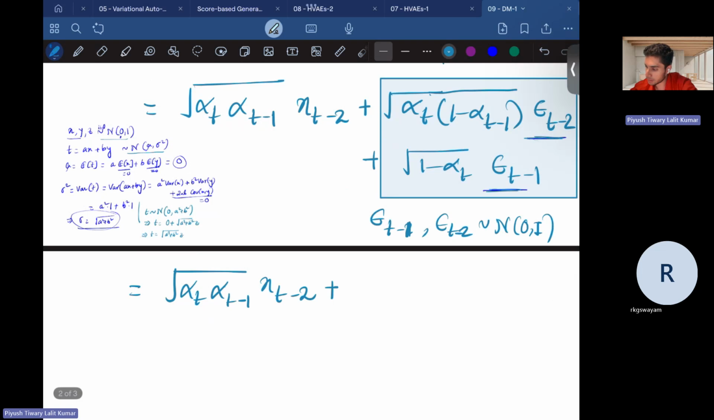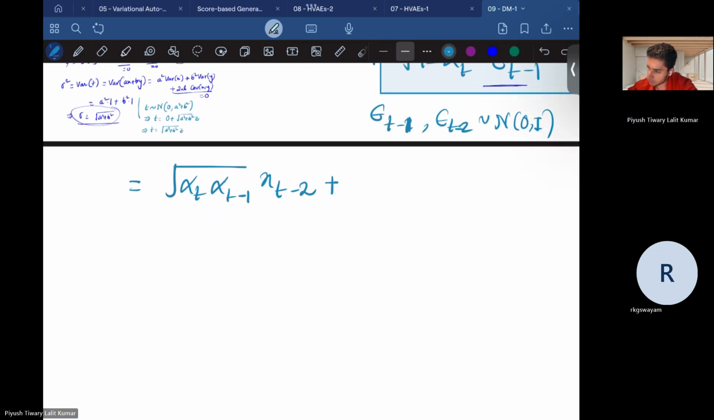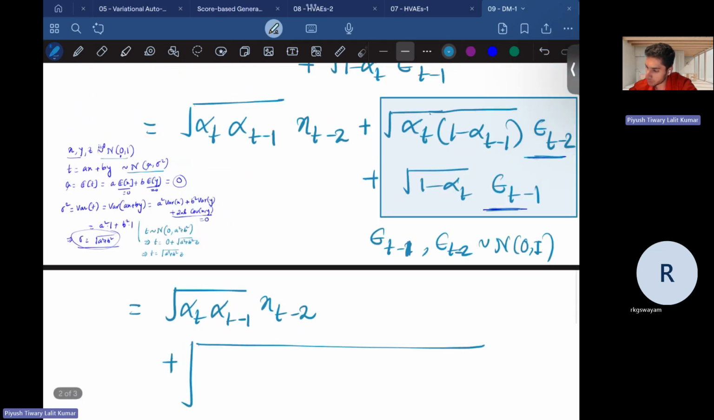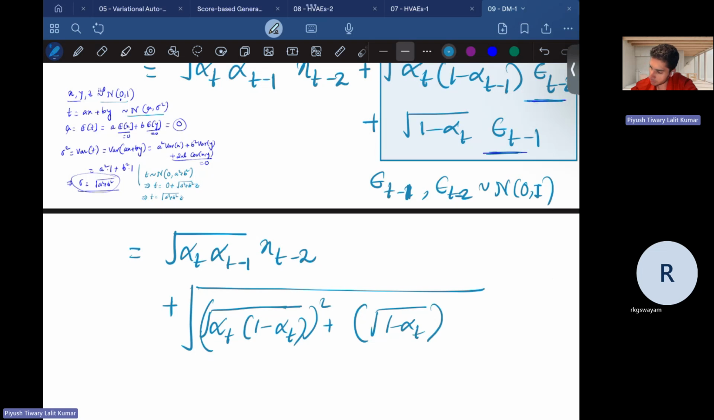So I can write them as square root of, I mean, I'm just using that result that I just stated, right? So we remove this plus square root of, so the square of each of these, right? Square root of alpha t into 1 minus alpha t, square root of this square plus square root of 1 minus alpha t square, right? And let me call this epsilon t minus 2.